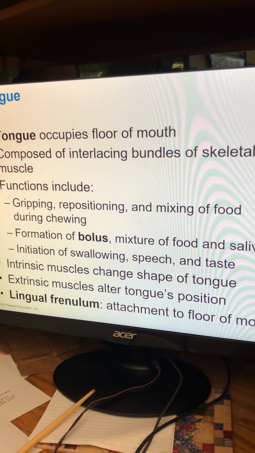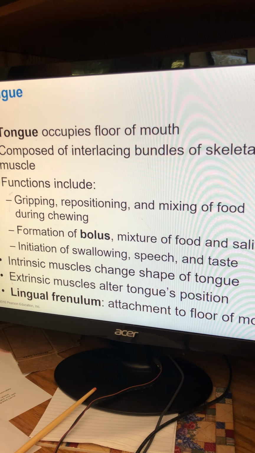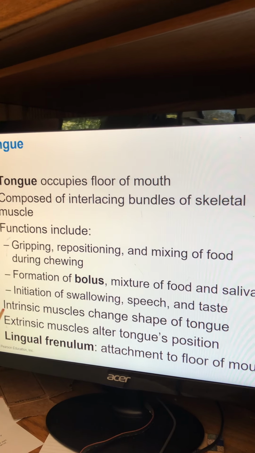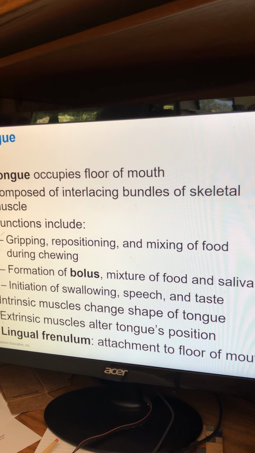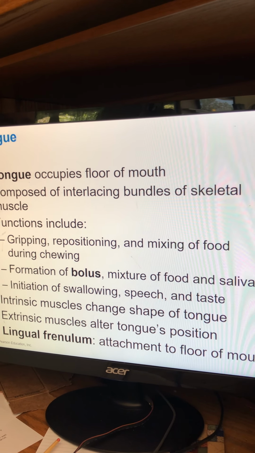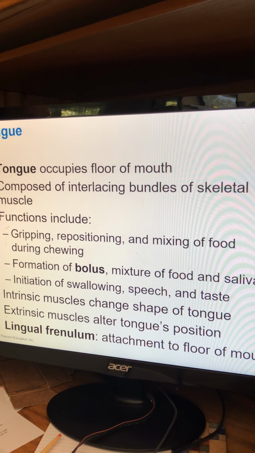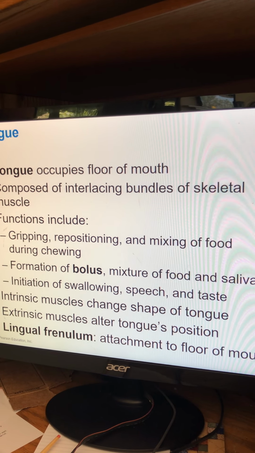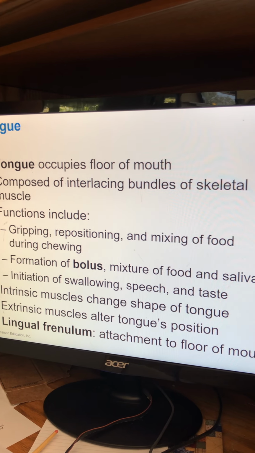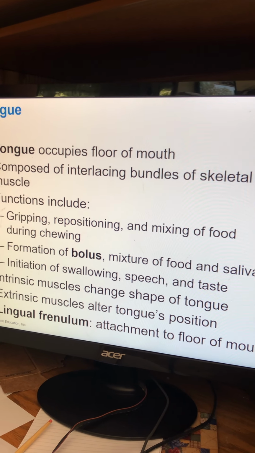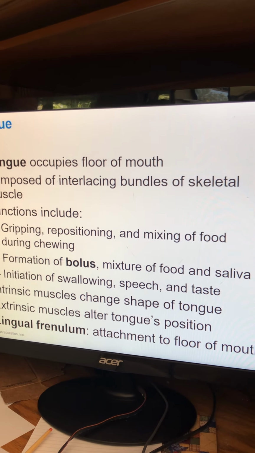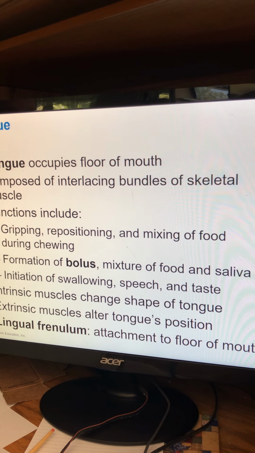The tongue itself consists of two basic muscle groups. One is going to be the intrinsic muscles. They are going to have the purpose of changing the shape of your tongue. So if you could roll your tongue and curl your tongue and stuff like that, those are the intrinsic muscles that will allow you to do that. The extrinsic muscles are going to alter the tongue's position.